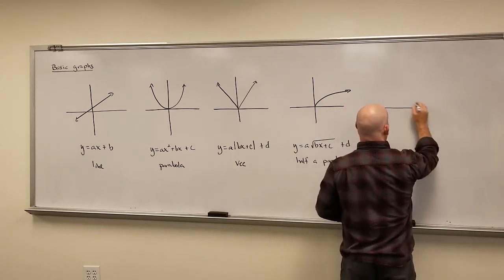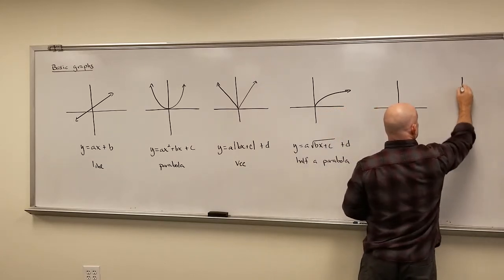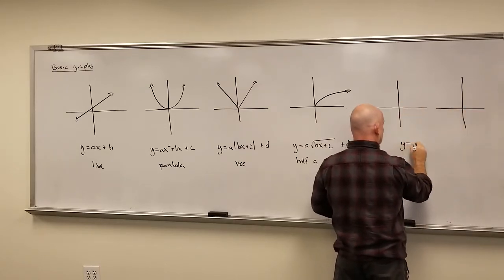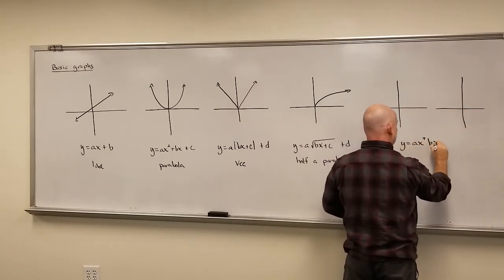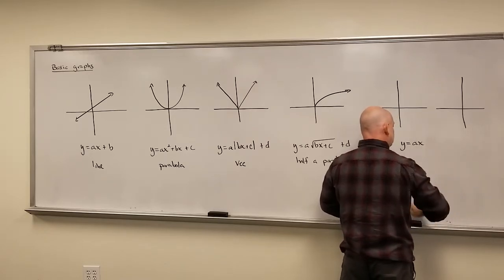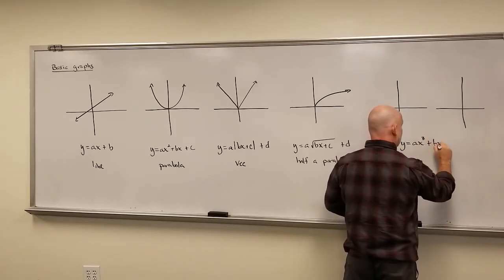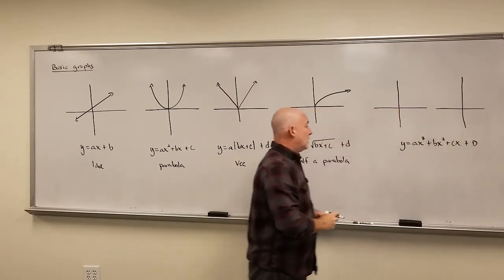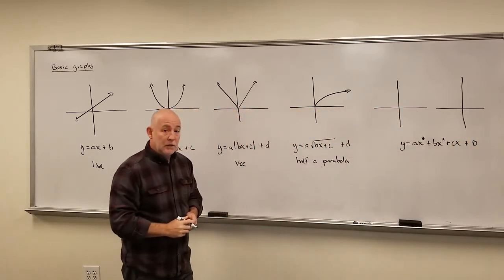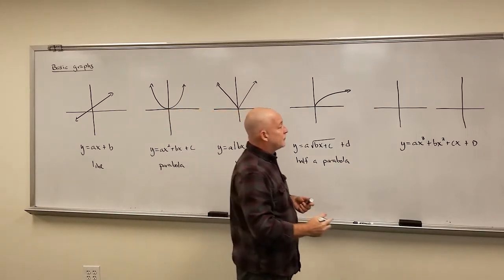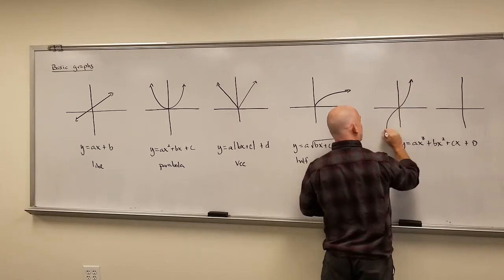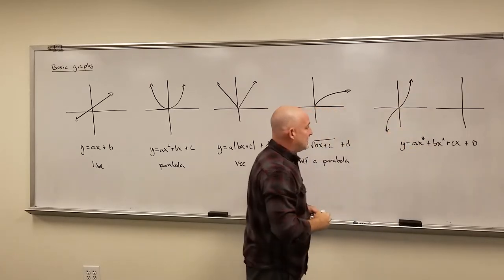Let's take a look at one that actually has two pictures to it. If we have y equals ax cubed plus bx squared plus cx plus d, all right, this is a cubic. Now, the reason I'm drawing two pictures for this is because the picture can look slightly different depending on the different values for A, B, C, and D.